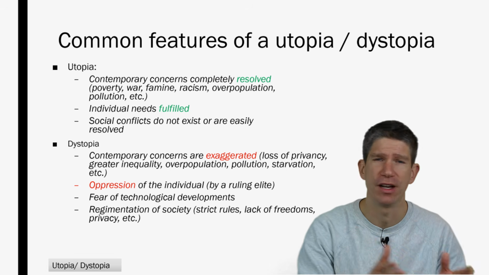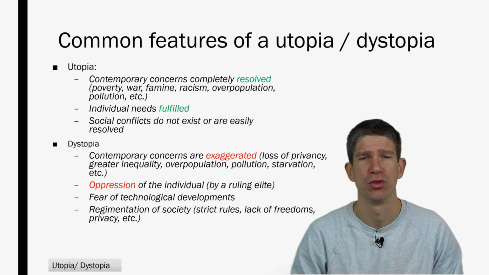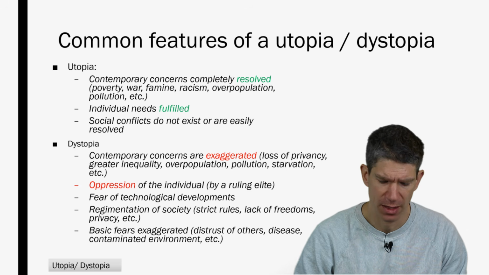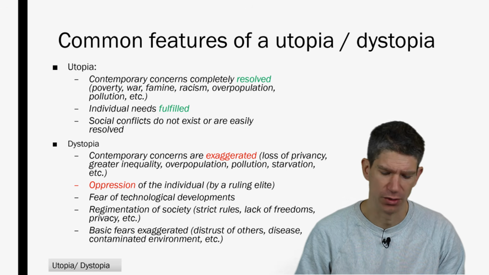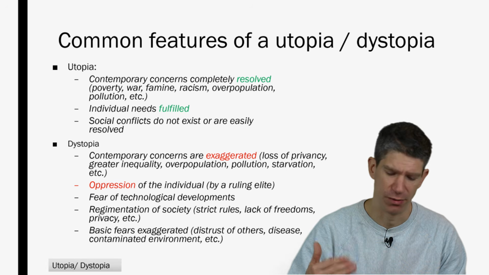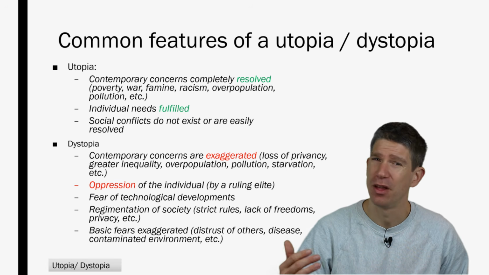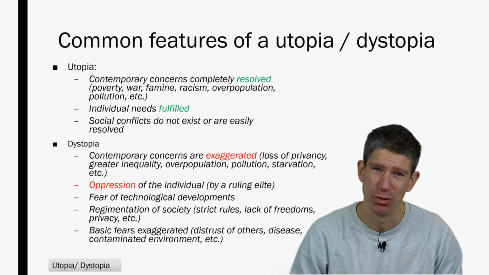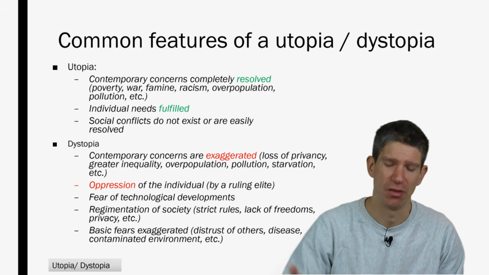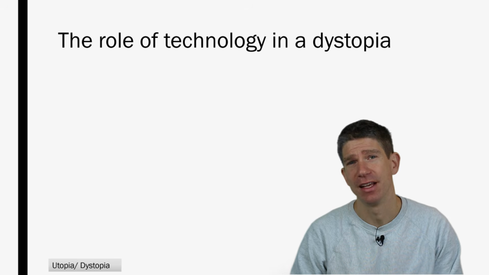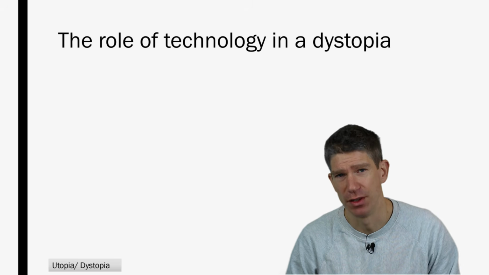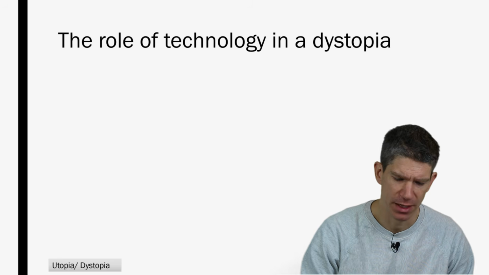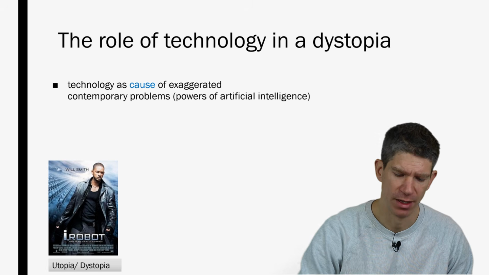So it's, for example, divided very strictly into social classes that have a certain role to play, each of them. Often other basic fears also are exaggerated, so we all are afraid of certain things, and these fears are sort of multiplied, and it is imagined what could be behind these fears, what kind of things could happen there. Often, as I said, technology plays a role in the dystopia, and I would like to look at the role that technology plays more closely here. I'll give you some examples to go along with it.